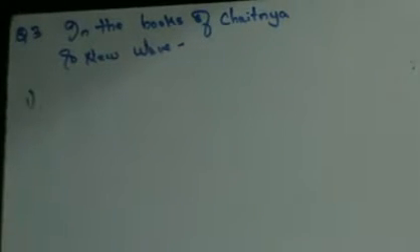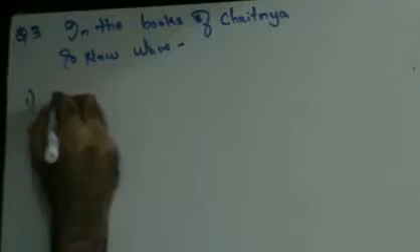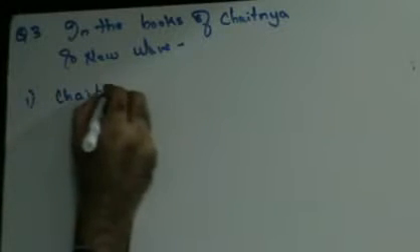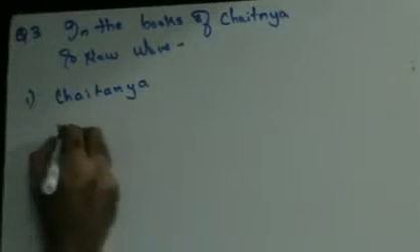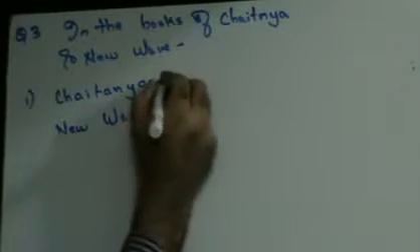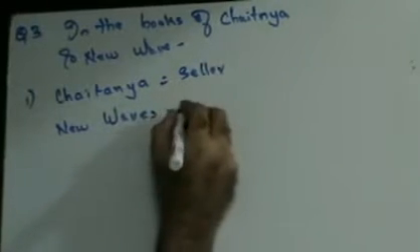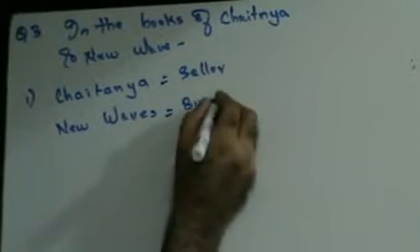First, let's see this. They're saying that Chaitanya Limited is absorbed by New Wave. First thing you need to know is who is the buyer and who is the seller. Chaitanya and New Wave. Chaitanya Limited is absorbed, that means this is the seller. New Wave is the buyer.